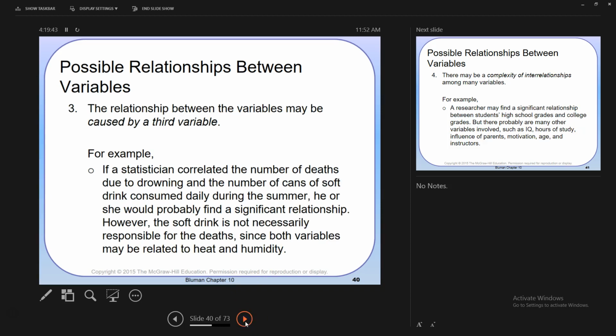And then the third variable. If a statistician correlated the number of deaths due to drowning and the number of cans of soft drink consumed daily during the summer, you might have a significant relationship. But that would likely be because the number of soft drinks drunk goes up and the deaths go up, both because there's more heat. So it's hotter, so more people drink soft drinks and more people drown, but it doesn't mean that the soft drinks are causing the drownings.